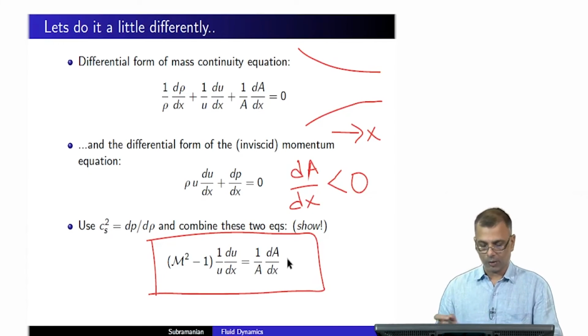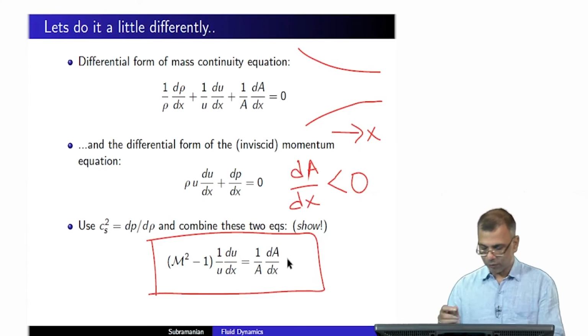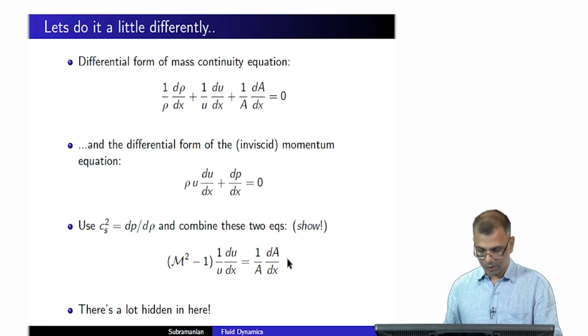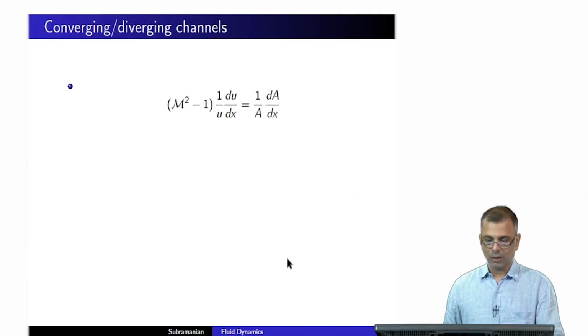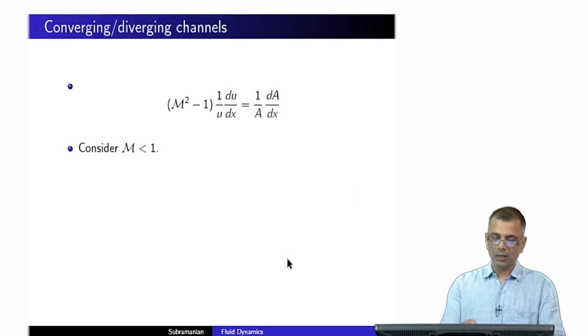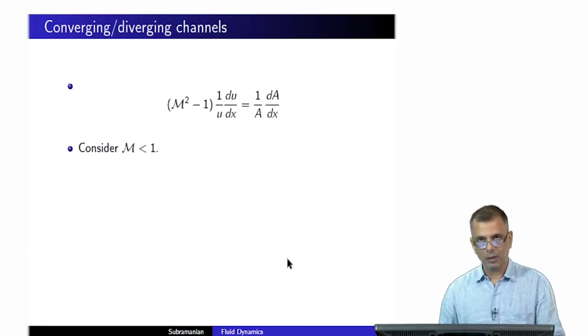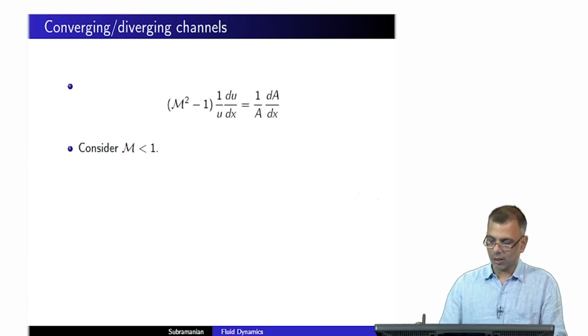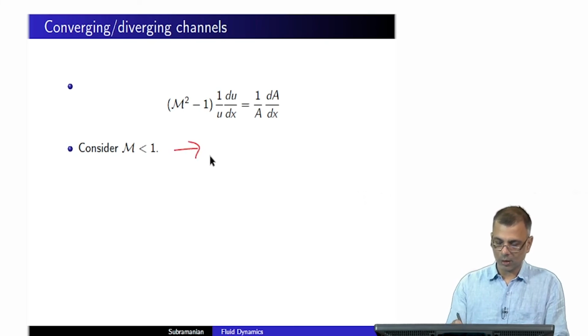So let's look at this equation and try to see. There's a lot hidden here, and this is a very important equation. I've repeated that equation here. Consider subsonic flows, in other words, flows that have Mach number less than 1.